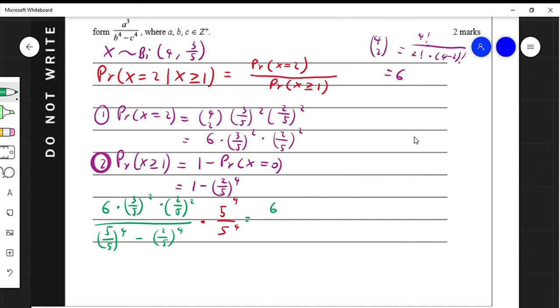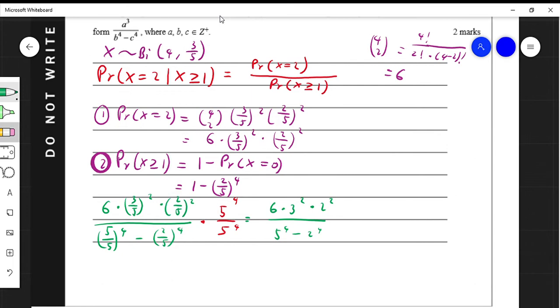And so then this gives us 6 times 3 squared times 2 squared divided by 5 to the 4 minus 2 to the 4. So all the fractions have gone away. Hopefully you can follow this. So now the bottom is looking really nice. That's what we want. But the top is looking a bit different, but that's fine because you can see that 3 times 2 is 6, obviously. And we're just doing it twice.